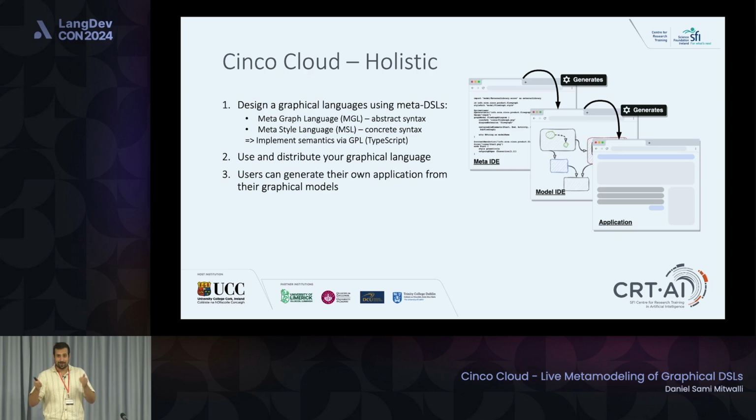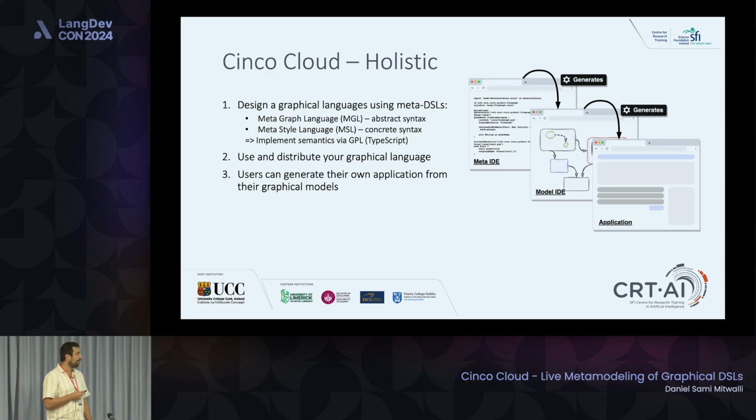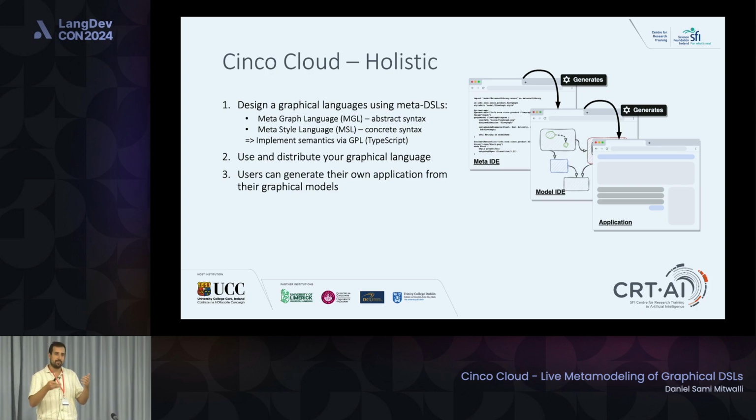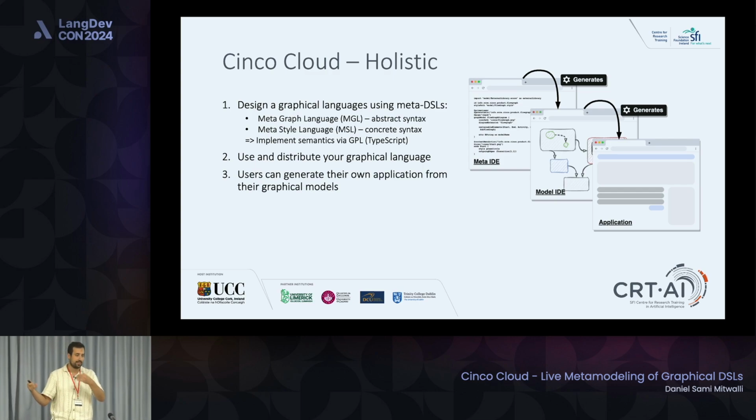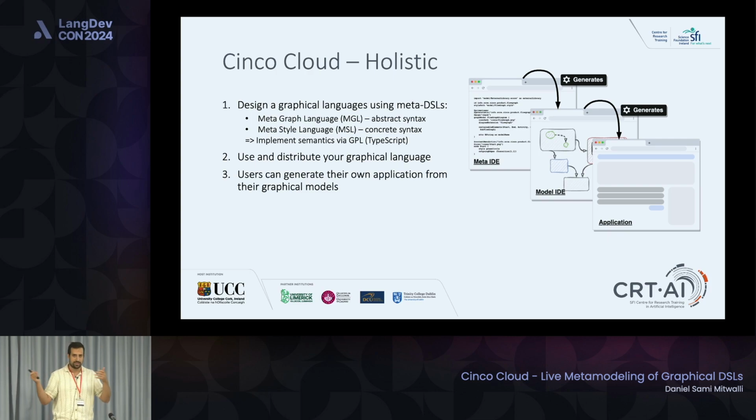Obviously, there are always 3 steps in the language engineering process. First, design a language. For this purpose, we have 2 meta DSLs: the MGL, the meta graph language, where a language engineer can specify the abstract syntax based on nodes, edges, graph models, and so on. And the meta style language to specify the concrete syntax, so how these nodes, edges, and so on look. And to add some semantics to the whole story, we just use TypeScript and deliver some interfaces for that.